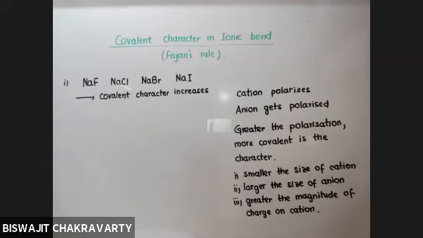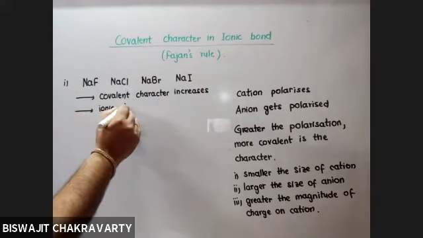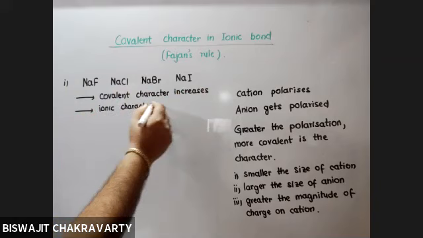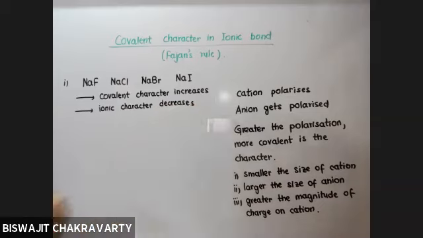And if covalent character increases, ionic character decreases, because covalent character and ionic character are inversely proportional to each other. So out of all of them, no doubt, all are ionic, but who is most ionic? Sodium fluoride. And who is most covalent? Sodium iodide. Yes. Okay. Now let us move on to next one.